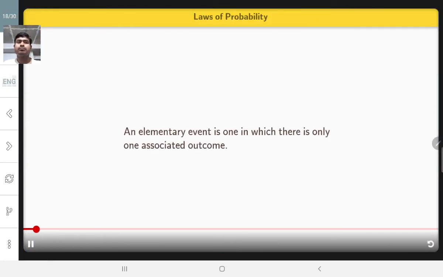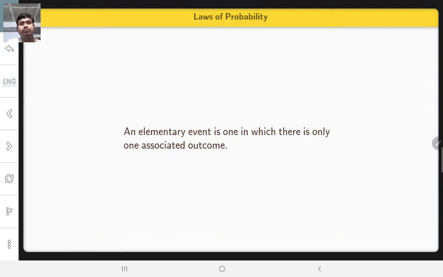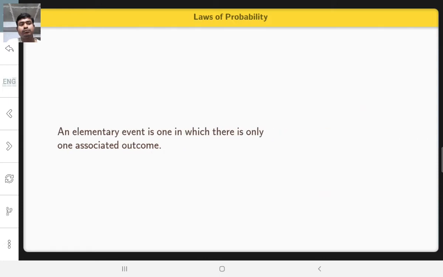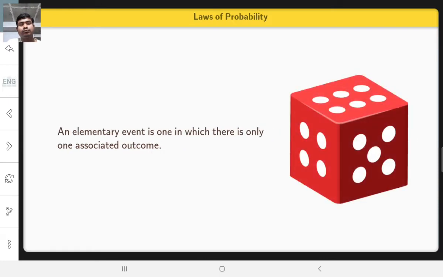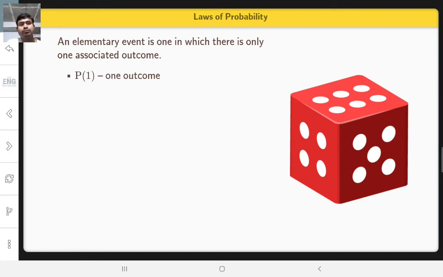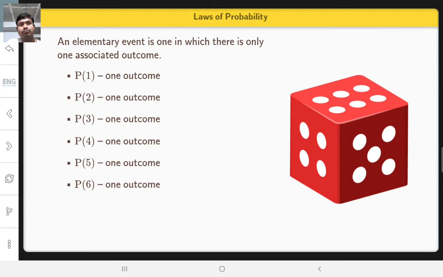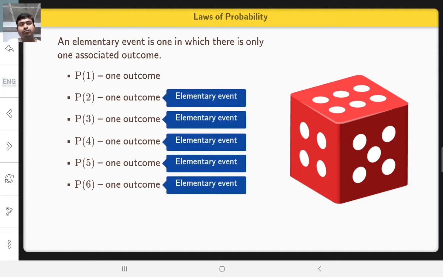An elementary event is one in which there is only one associated outcome. If we roll a die, the event of getting a specific number such as 1 is an elementary event, as there is only one outcome, the number 1. Similarly, the event of getting a specific number like 2, 3, 4, 5 or 6 is also an elementary event, as there is only one outcome.